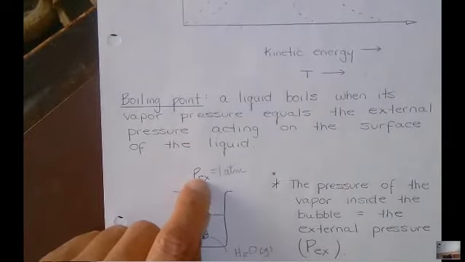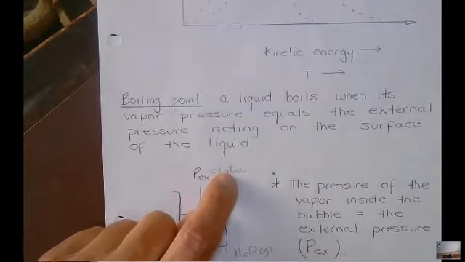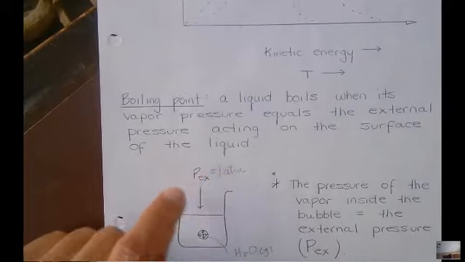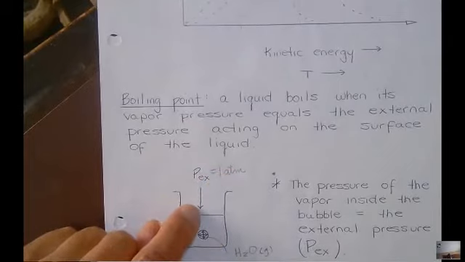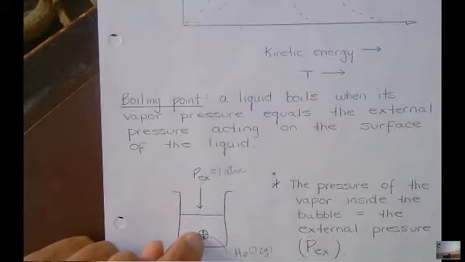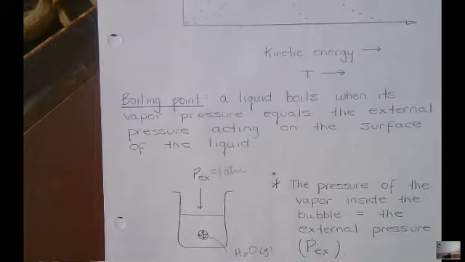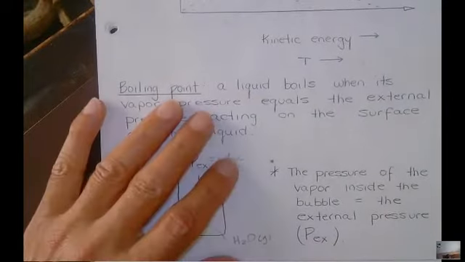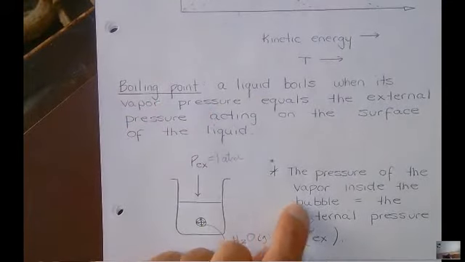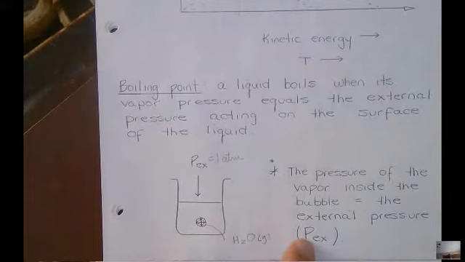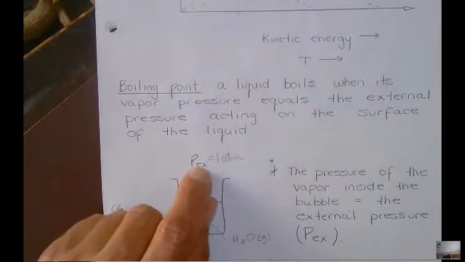If I reduce this atmospheric pressure to 0.5 atmospheres, then there's much less force down on the top. Bubbles can form much more easily, therefore they can form at a lower temperature. I can get water to boil at 40 degrees, at 50 degrees Celsius. By doing what? By lowering the pressure. So the pressure of the vapor inside the bubble is equal to the external pressure from the atmosphere. That's the definition of boiling.